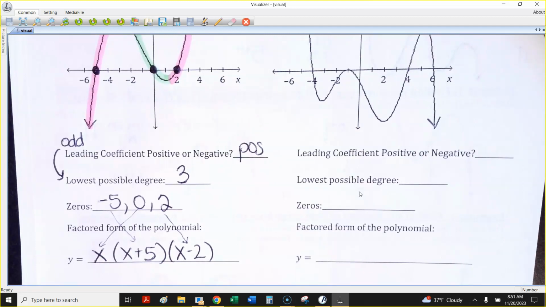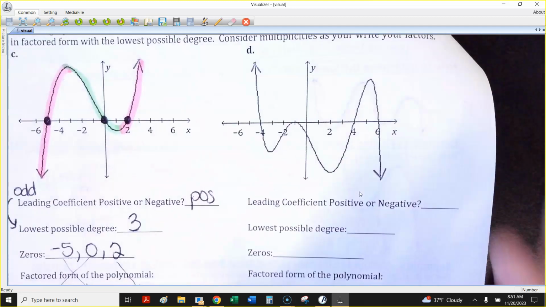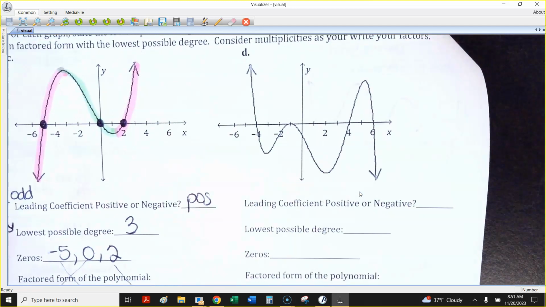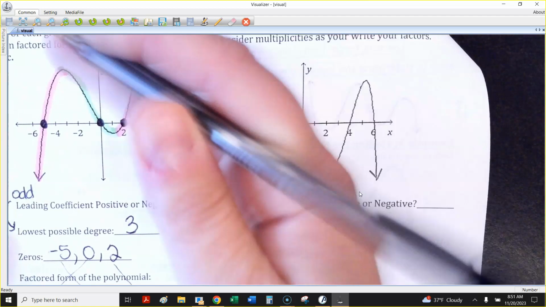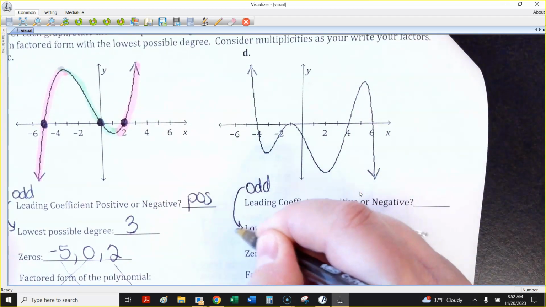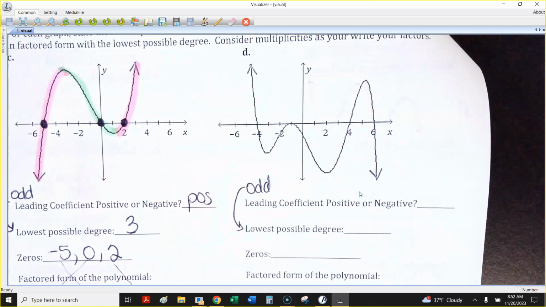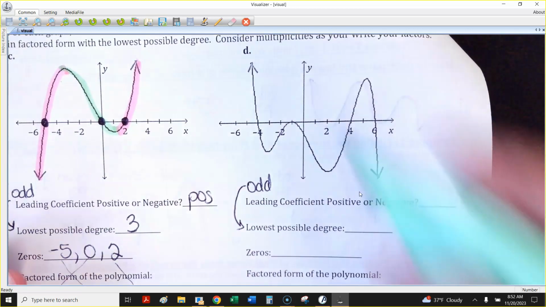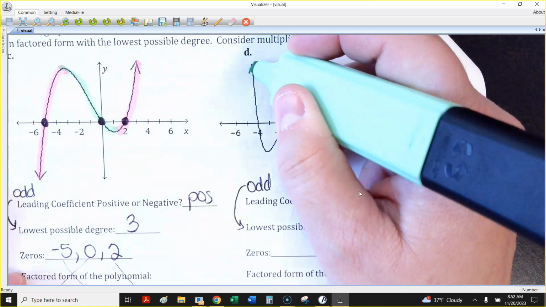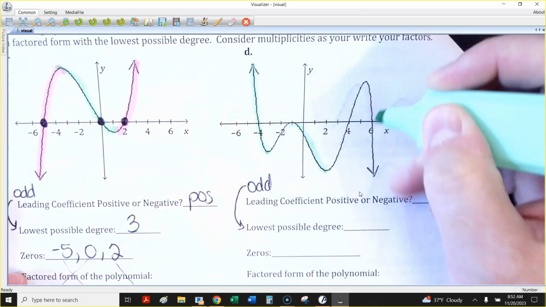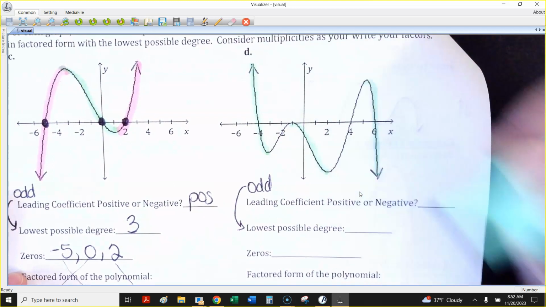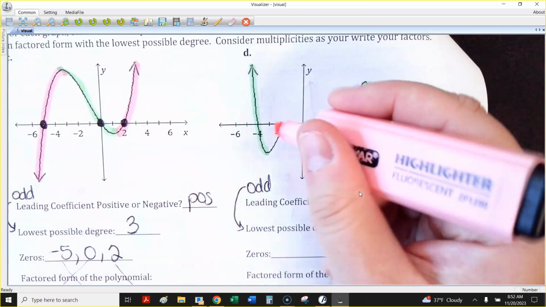And then I just have one more. Do you guys think this last one is even or odd for the degree? This has to be odd because they're going opposite directions. So my lowest possible degree here has to be like a 3, 5, 7, something like that. And this has got a ton of different intervals of increasing or decreasing. So I'm just going to trace all the decreasing real quick with my marker. And I'm going to go back and trace all the increasing.